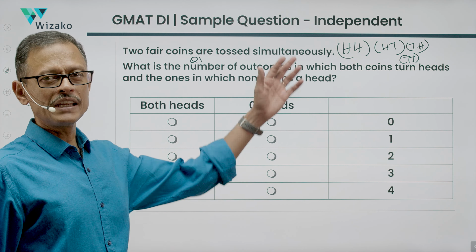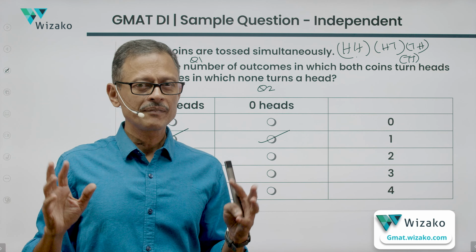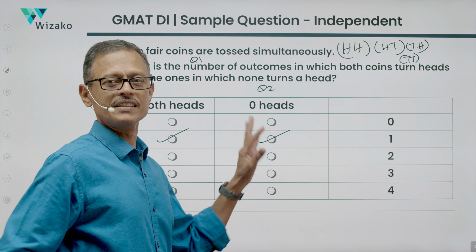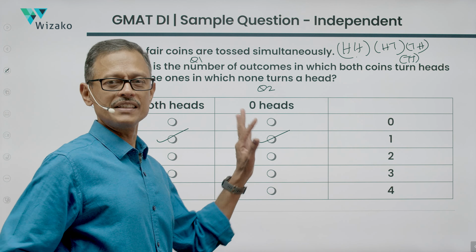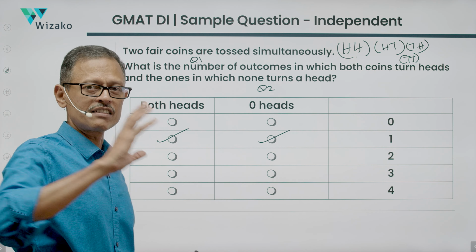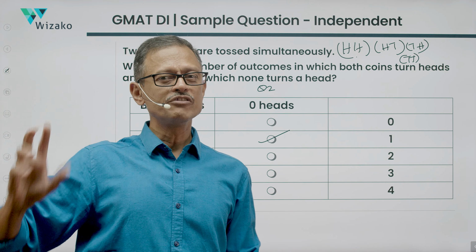How many outcomes do both turn heads? We have only one outcome, so this is the answer. None turns heads, how many outcomes do we have? That's also one. Same row happens to be the answer for both these parts. It's absolutely fine. Could we have found the answer to this without this question? Yes. You toss a coin twice. We wrote the outcomes without knowing what the question was. So we could find the answer to the first question and the answer to the second question without one depending on the other. So these are independent questions.